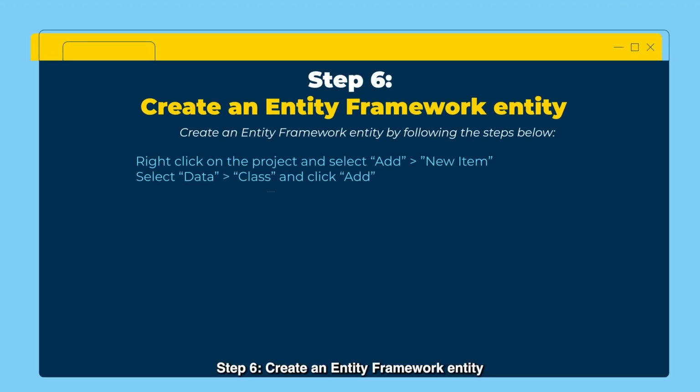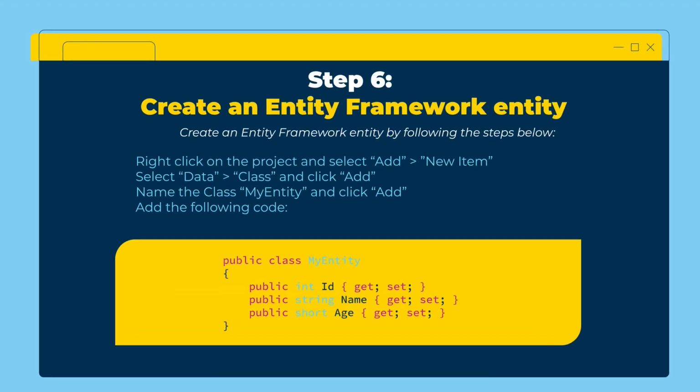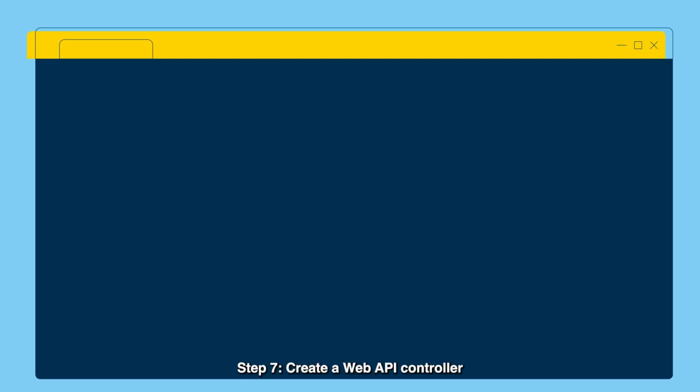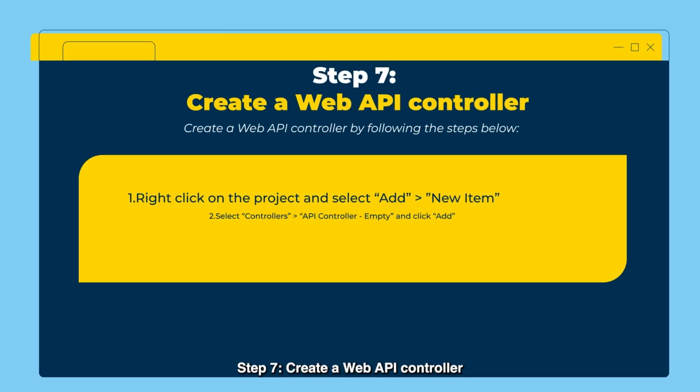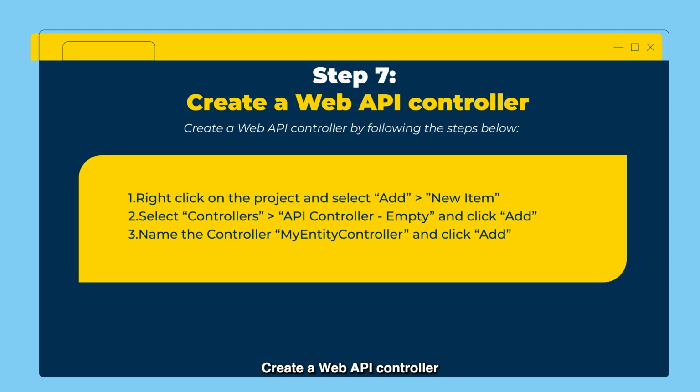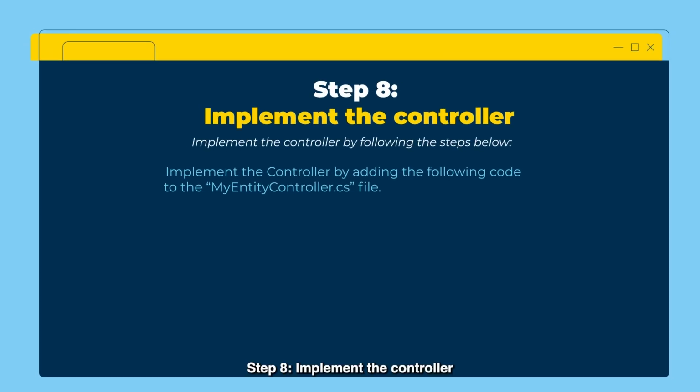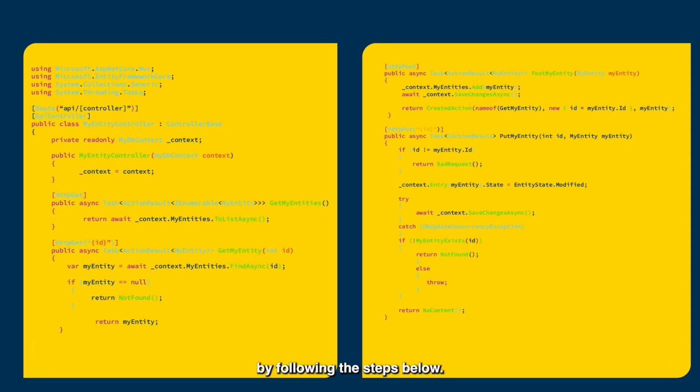Step 6. Create an Entity Framework entity. Create an Entity Framework entity by following the steps below. Step 7. Create a Web API controller. Create a Web API controller by following the steps below. Step 8. Implement the controller. Implement the Web API controller by following the steps below.